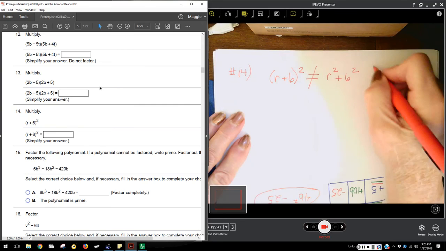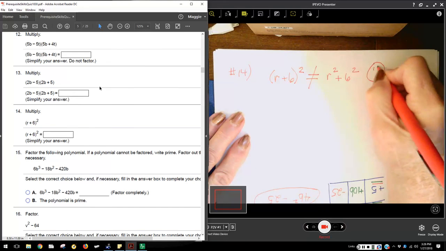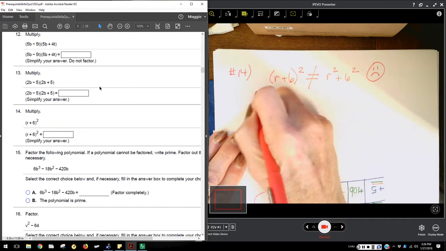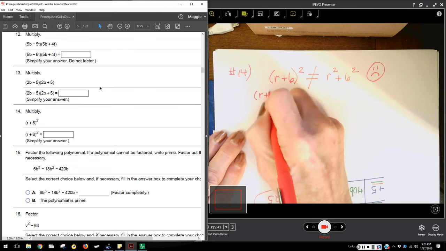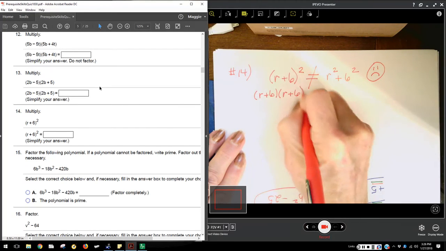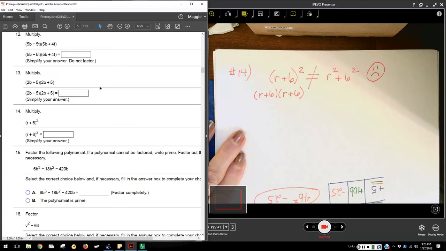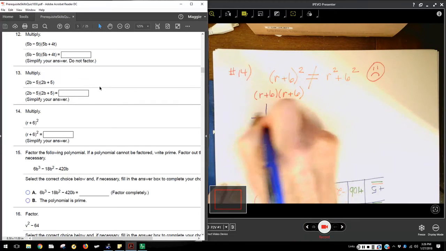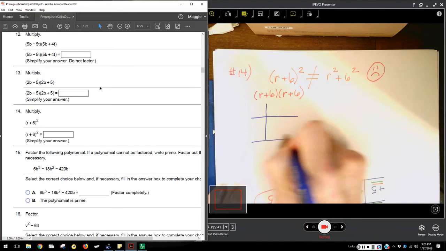That will make me very, very sad. Because you should know that that is not what that means. What that means is r plus 6 times r plus 6. R plus 6 squared is just a shorter way to write that. So the way that you do that problem is exactly the same as the way you multiply any other pair of binomials.